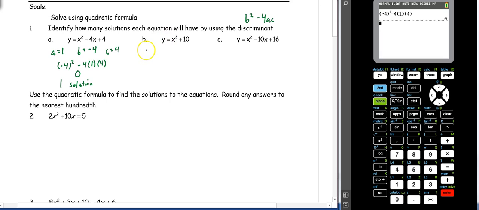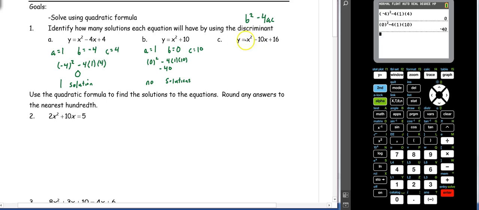In B, we have an a value of 1. That's what's in front of the x squared. The b value is 0 because there's nothing in front of the x, and our c value is 10. So when I substitute into the discriminant, I get 0 squared minus 4 times 1 times 10. In the calculator, I get -40. Now remember, when we have a negative number under the square root, taking the square root of a negative number is not possible. So this would be undefined, which means that we would have no solutions.